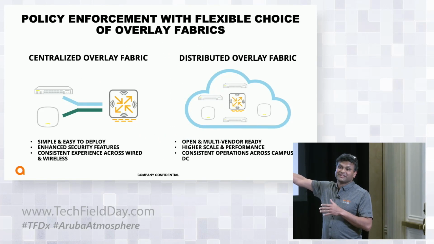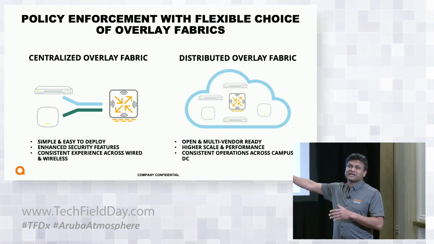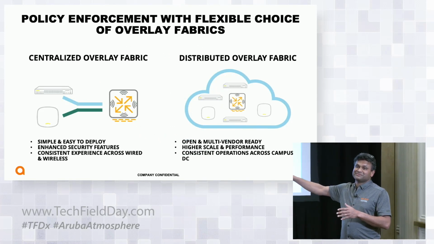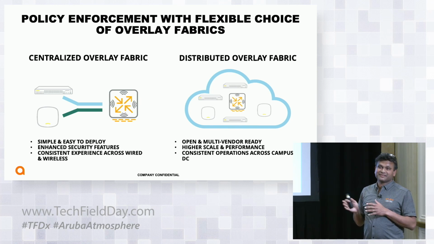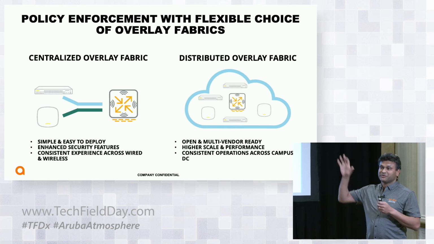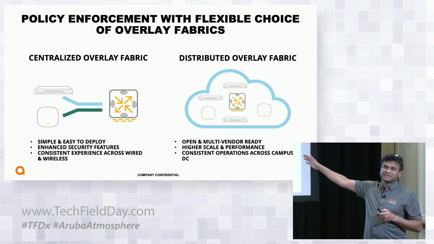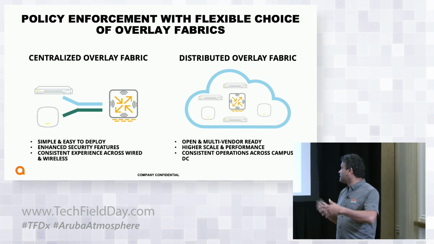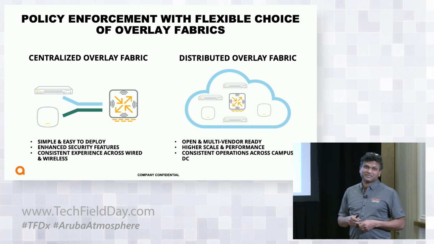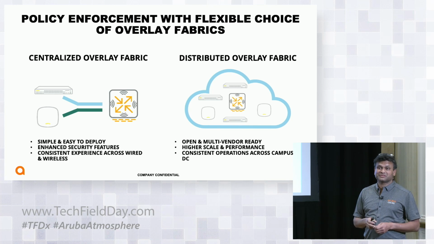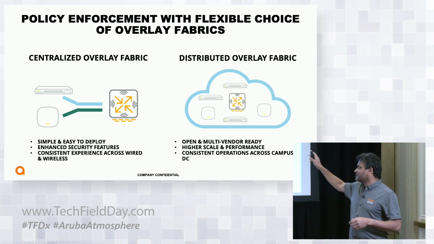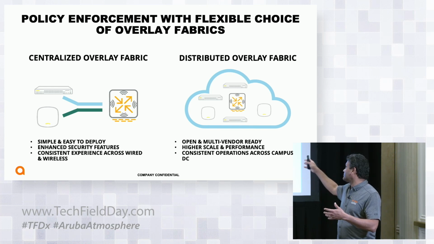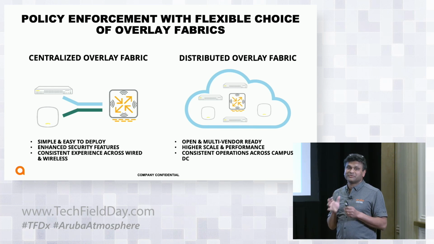We always did the left-hand side one. That's what we used to call dynamic segmentation. We had APs, we tunneled them into a controller, and we enforced the policies in the controller, and the forwarding decision was also taken in the controller. But we realized that for bigger scales, campuses with 100 to 200,000 users and devices, it doesn't scale. So this is the enhancement we're bringing: now we give the customer a choice.